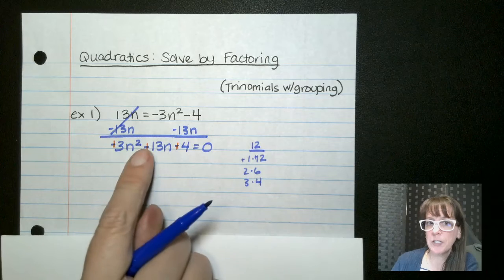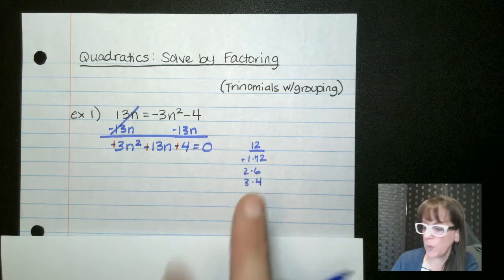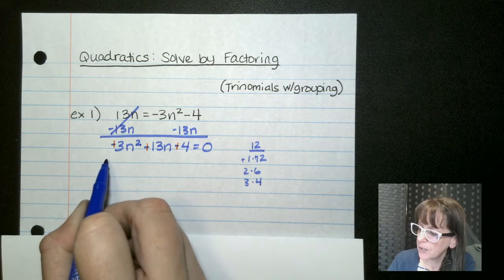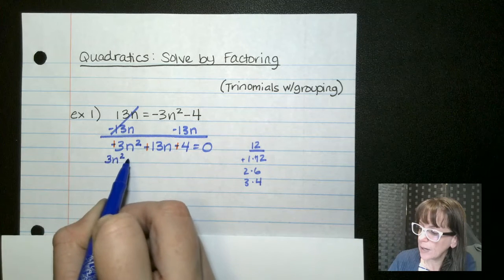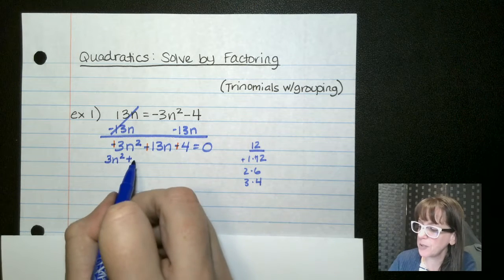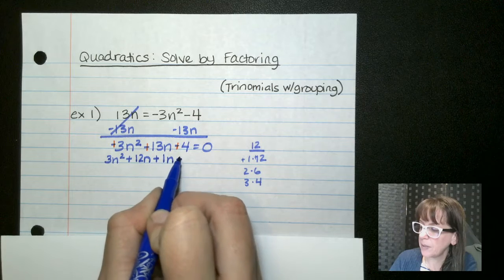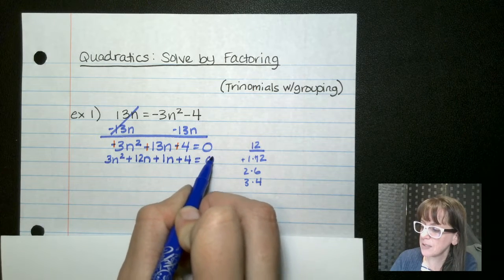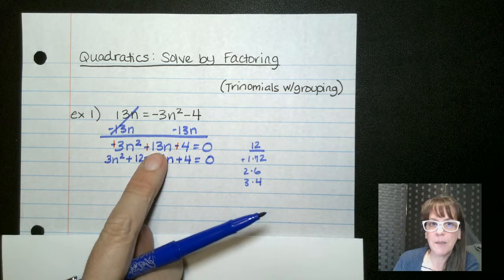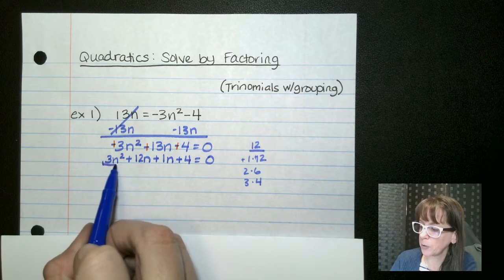So here's what we're going to do. We're going to take this positive 13n and we're going to expand it using 1 and 12. So we have 3n squared plus, and it doesn't matter if you put the 1 or the 12 first. Let's go ahead and put the 12 first. 12n plus 1n plus 4 equals 0. So all I did is take that middle term and expand it out. But now I'm able to factor by grouping.